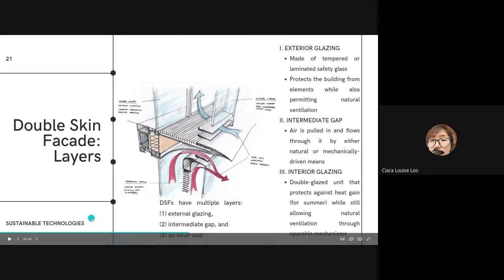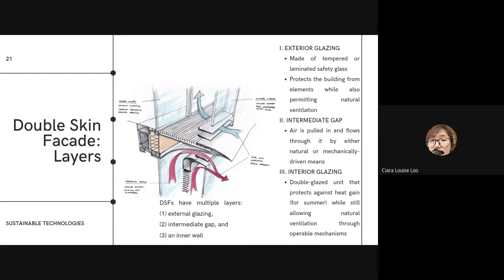And then in the intermediate cavity, air is pulled in. As you can see in the picture, air is pulled in, and then it flows through it by either natural or mechanically driven means. So examples of natural or mechanically driven means are like wind pressure, thermal buoyancy, fan assisted, and automated means like by computer systems.